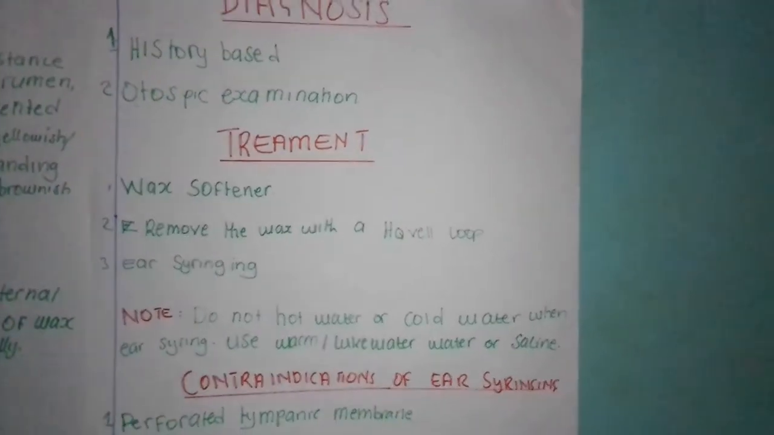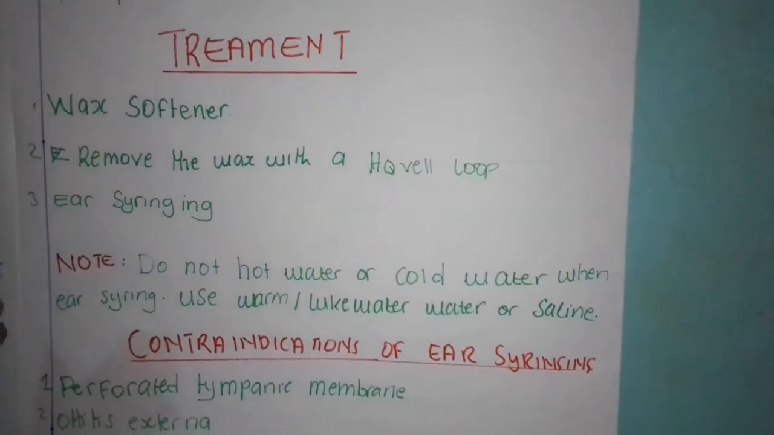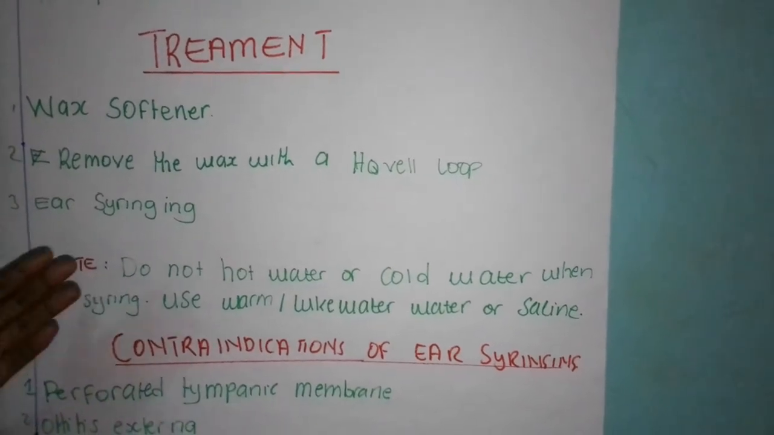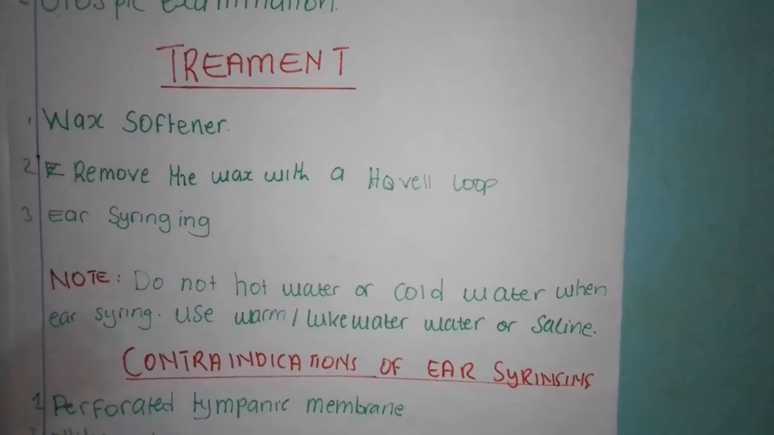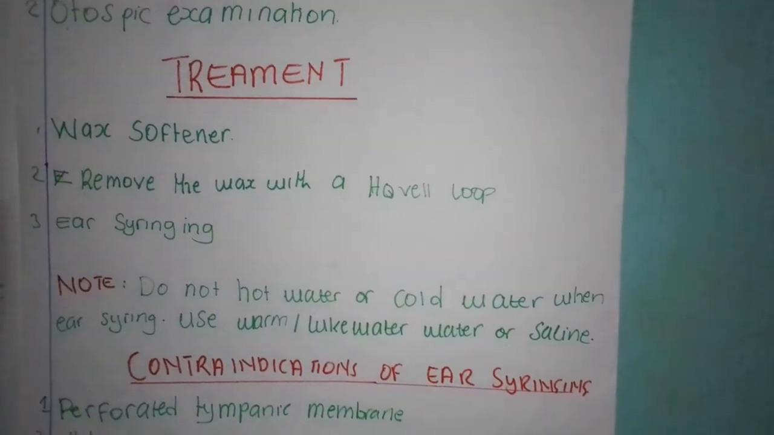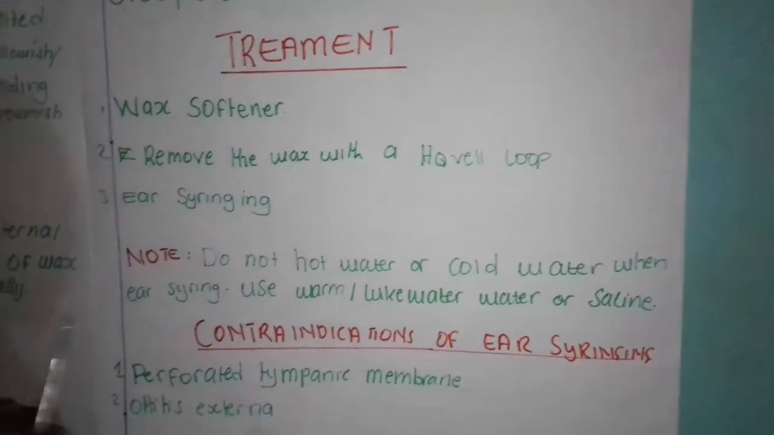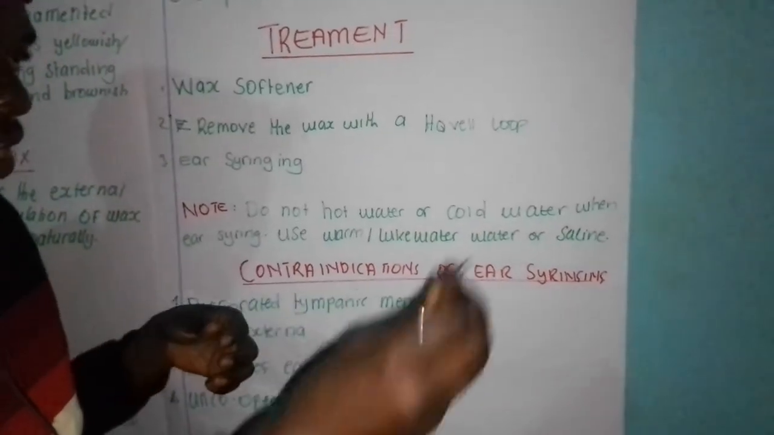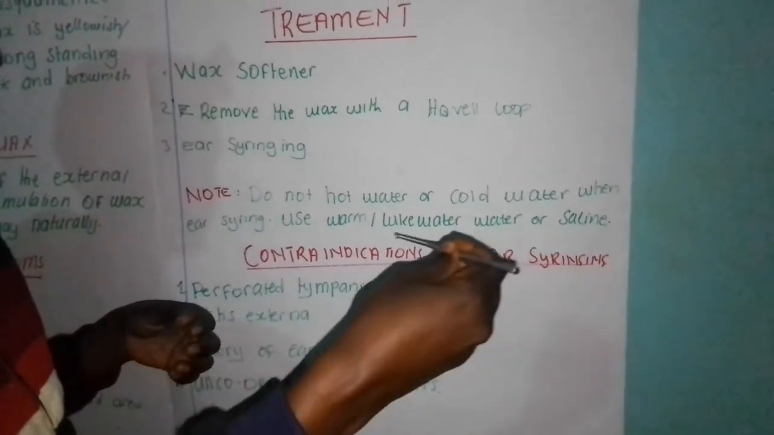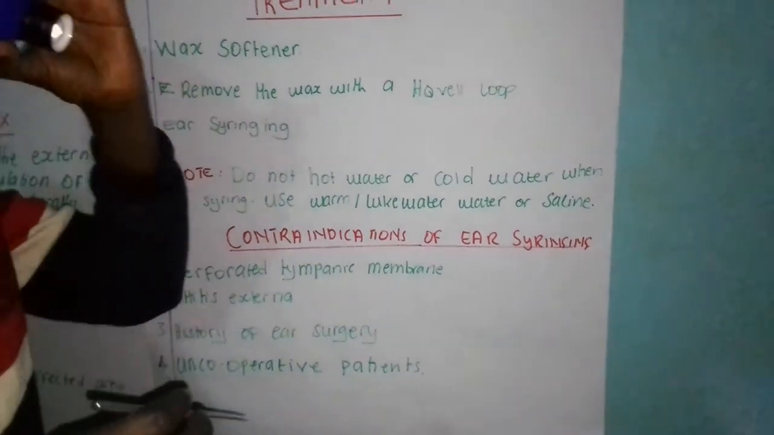Okay, so what's the treatment? When we come to the treatment, we use wax softener, which the patient can be applying twice daily, to soften the earwax. Then you can also remove the earwax using a Havel loop. When you're using the Havel loop, you need a good source of light, so you can use this headlamp in order to scoop the wax. So this is a Havel loop that can be used to scoop the earwax. Okay, so this is a source of light.